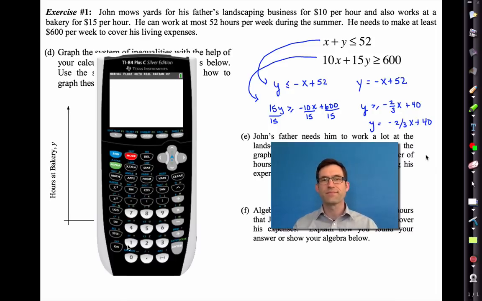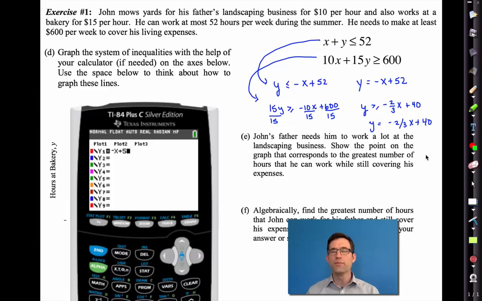All right. Let's go into y equals. Okay. In y1, I think I'm going to put in the negative x plus 52. And in y2, I'm going to put in negative 2/3 x plus 40. All right. I have to think a little bit about the window, but remember, x represents the hours working at mowing. Y represents the hours at the bakery. Neither one of them can exceed 52.